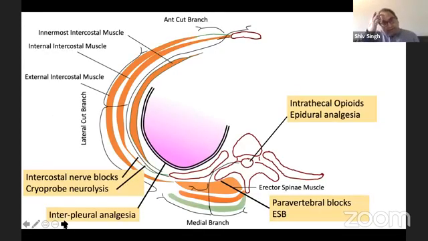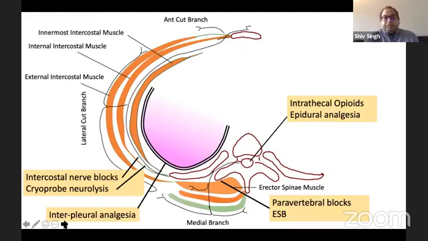Okay. So if you're actually good at drawing diagrams, you can draw diagrams. You can start with central. So you can use intrathecal opioids or epidural analgesia. You can go a little bit more peripheral with paravertebral blocks or erector spinae blocks. Again, you can use catheters as well here. Then move a little bit peripherally.